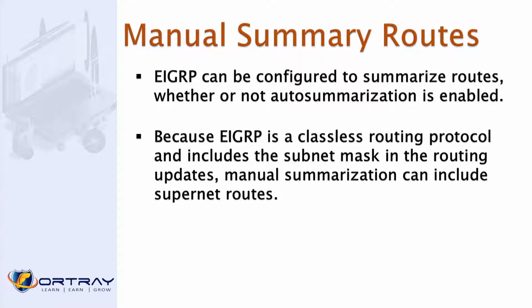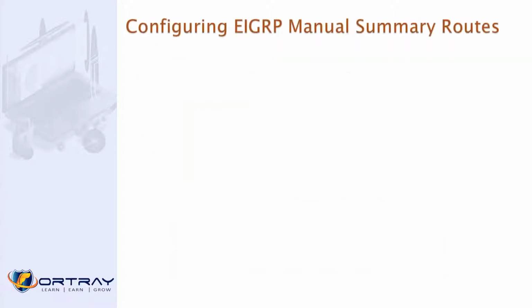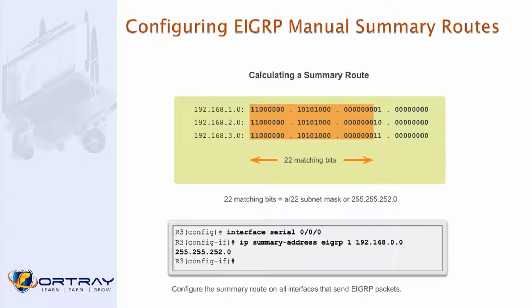Manual summarization can include supernet routes. A supernet is an aggregation of multiple major classful networks. So, supernet or summary, this is how we can configure it.